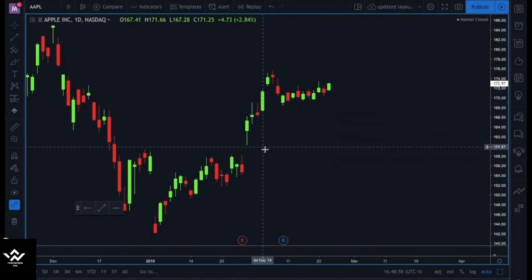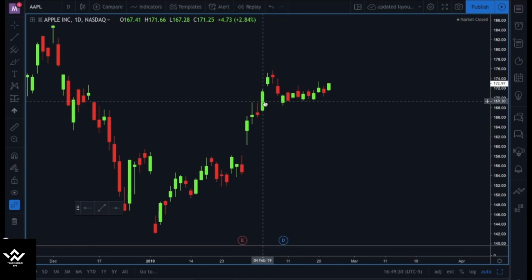If I hover over it and come down over here, it shows the date of February 4th, 2019. And if I go over one candlestick over, now the date is February 5th, 2019. If I go over another one, February 6th, 2019. So you see that each one of these candlesticks, again, represents 1 day's worth of price action. And each day is going to have an opening price, a high price of that day, a low price of that day, and a closing price of that day.